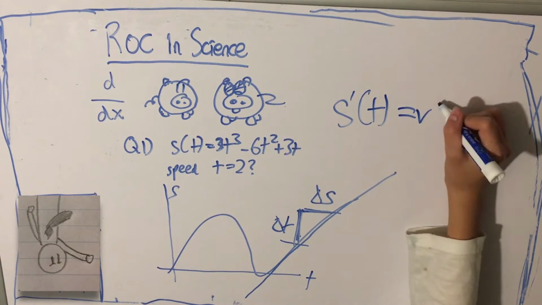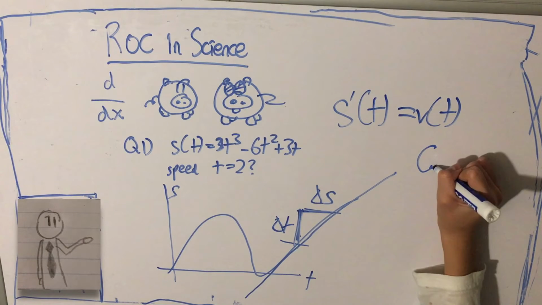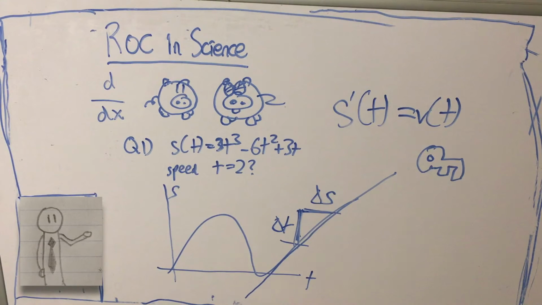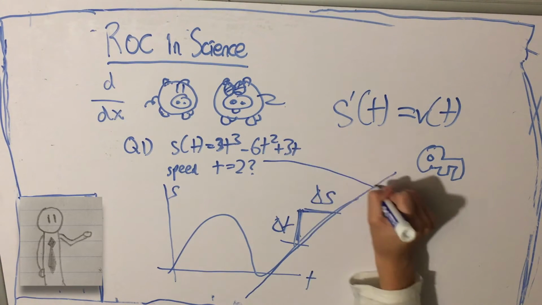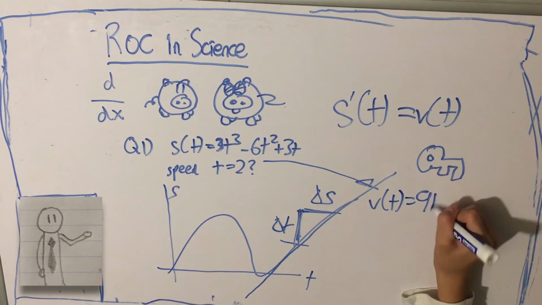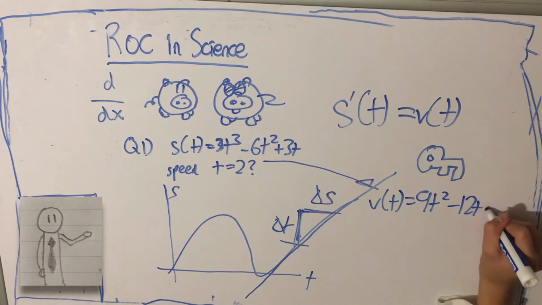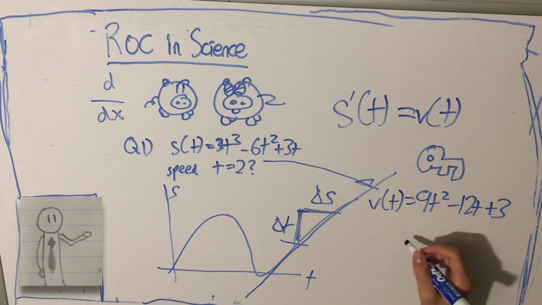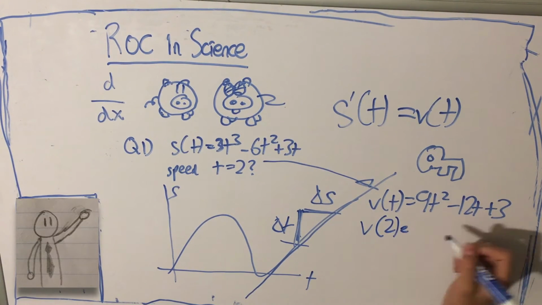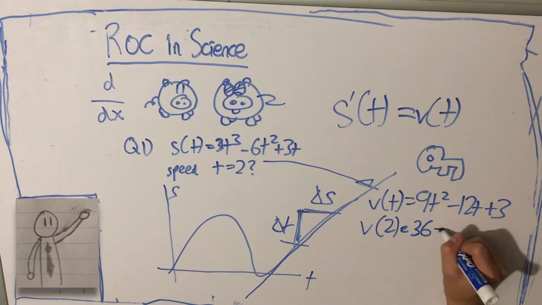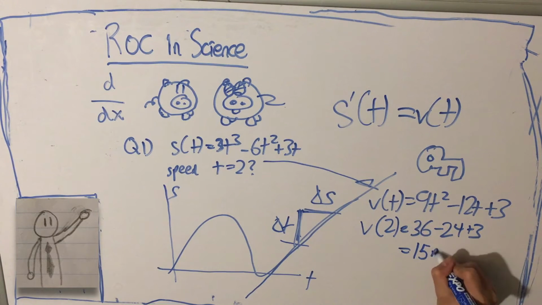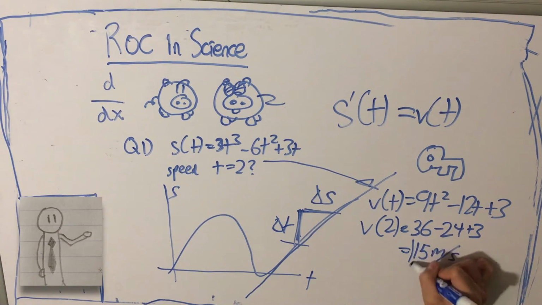This is key. In calculus, if there's a problem asking about change, it's going to be about derivatives. So let's take the derivative of this function. Using the power rule, we can get v of t equals 9t squared minus 12t plus 3. With this function, we can just plug in 2 to get 36 minus 24 plus 3 equals 15 meters per second. That's our answer.